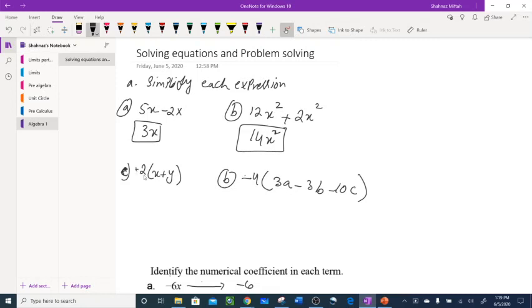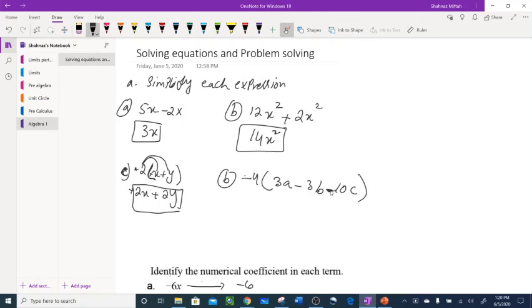So if this is addition, that's also plus. Distribute. Positive 2 times positive x will give me positive 2x. Positive 2 times positive y will give me positive 2y. Are these two like terms? No, we can't combine them. This is my answer.